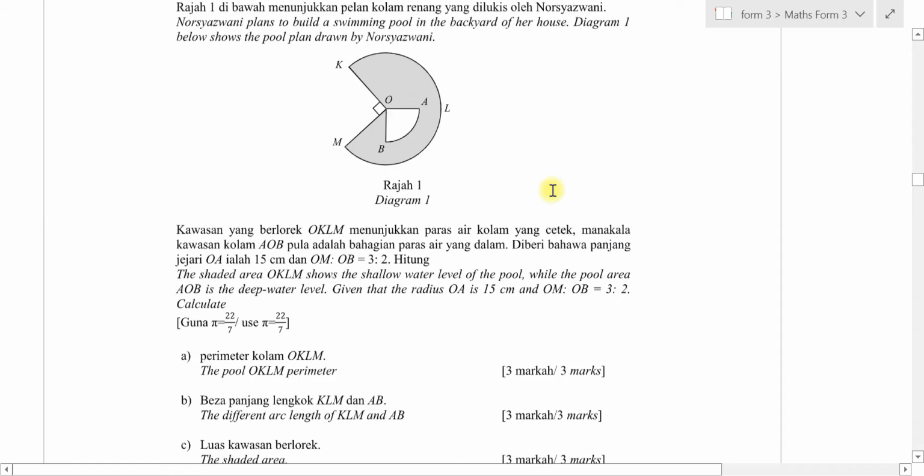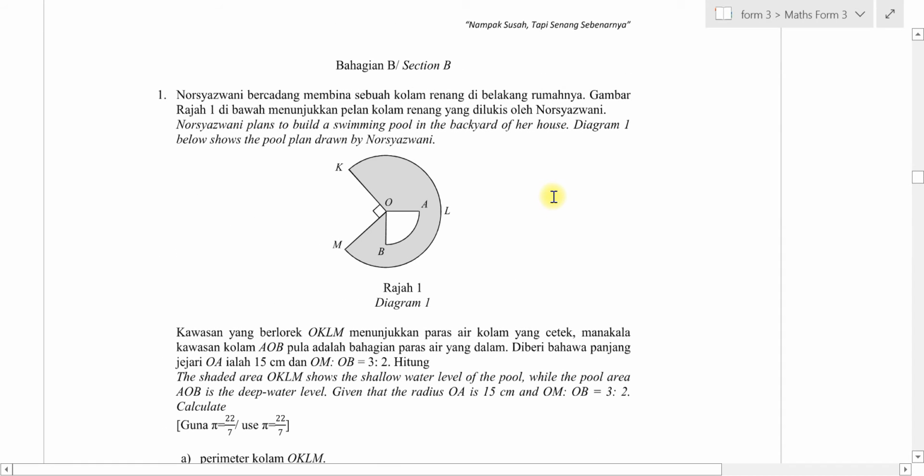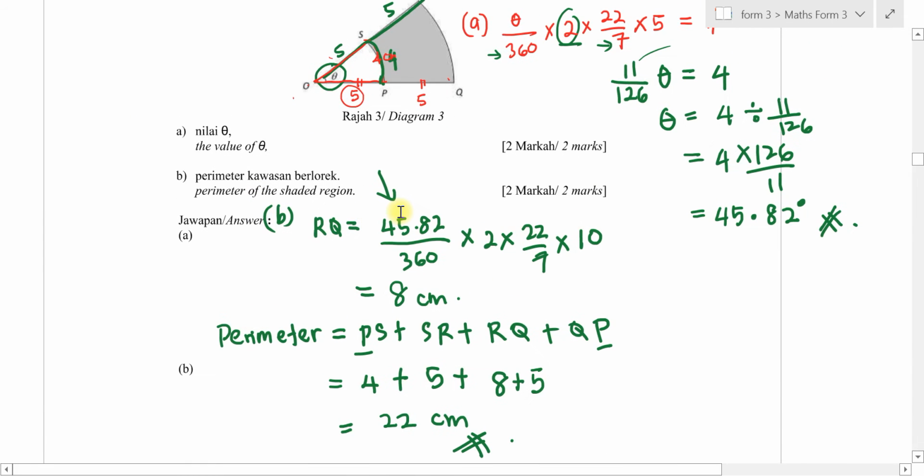So it is not so easy, you know, your maths paper 2 during your form 4 or form 5. Okay, this is section B type. Let us try this question. Noor Shazwani planned to build a swimming pool in the backyard of a house. All the questions you must expect in a KBAT version lah, not a direct question like your section A.